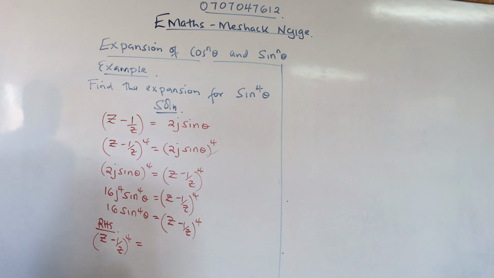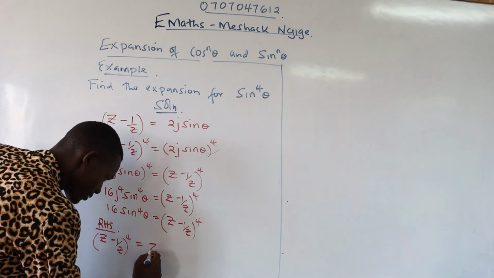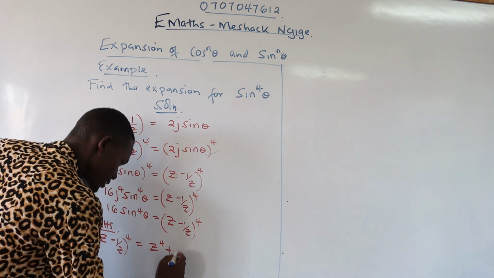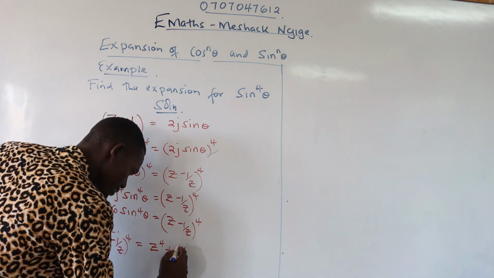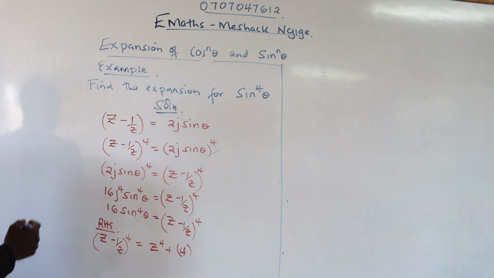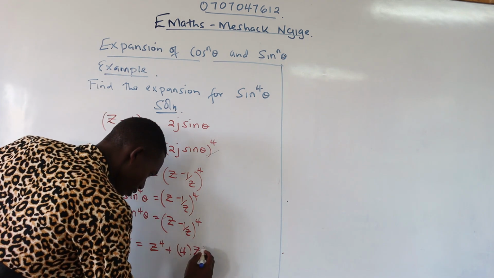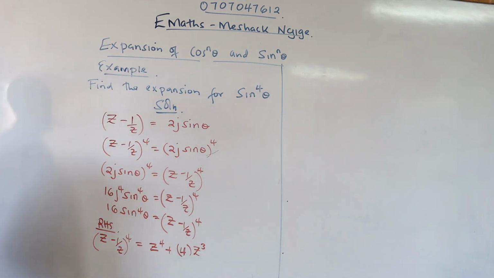So again we start with the first term as the highest power. So it will be z to power 4. Then plus we drop 4. I always put it into brackets so that you don't really mix up your numbers. So we drop 4, then we reduce the power of z by 1. All right. Now, what is our second term?